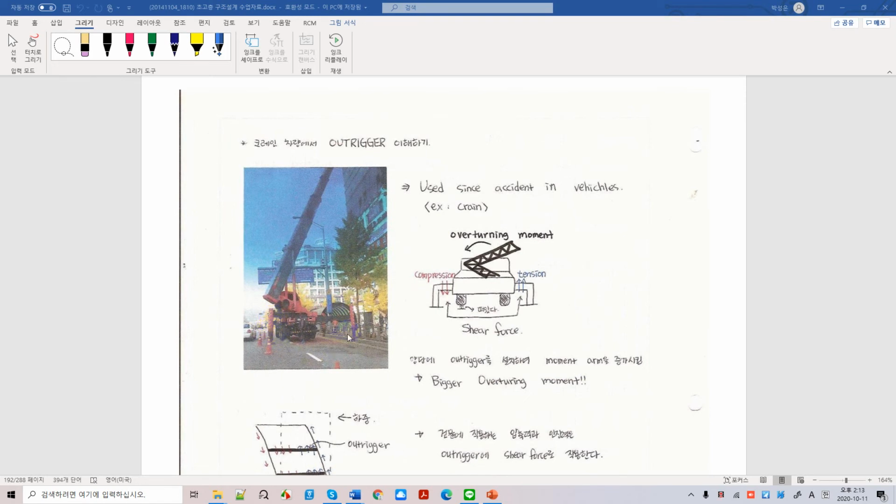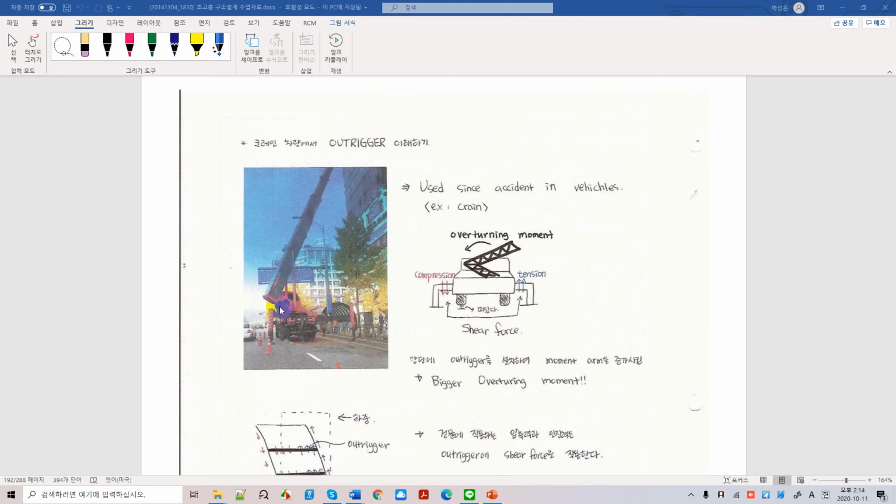bigger overturning moment capacity, because your moment arm from here to here makes your overturning capacity higher, because the overturning capacity is calculated by P times L, so that your moment capacity is increased significantly. Otherwise, your moment arm is from here to here. The width of your truck is not sufficient to support loadings when you lift a heavier load.